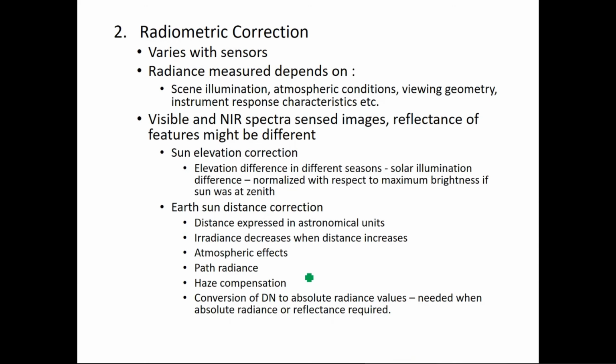So that is path radiance, due to the scattering that adds some haze to the image. So that haze has to be compensated or calibrated or corrected. That LP has to be subtracted from all pixels. So that is haze compensation. Then further, these DNs are converted to the absolute radiance values when you are considering the absolute radiance or reflectance required. So this is radiometric correction.